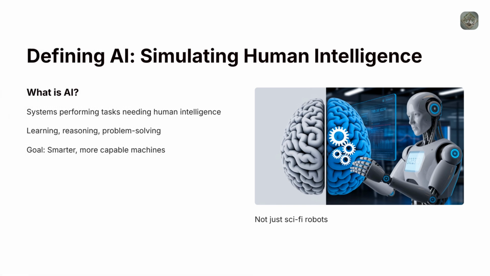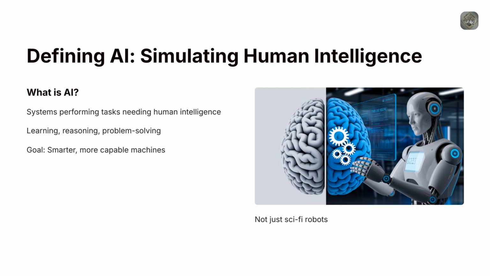So let's tackle the big question. What exactly is artificial intelligence? At its core, AI is a branch of computer science focused on creating machines or systems capable of performing tasks that typically require human intelligence. Think about our abilities: learning from past experiences, reasoning through problems, perceiving the world around us through sight and sound, understanding language, and making decisions. AI aims to simulate these intelligent behaviors in machines.